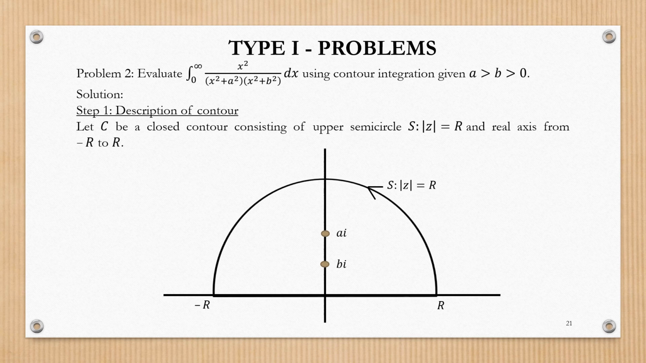Observe that the integrand is of the form p of x by q of x, p of x being x square, q of x being x square plus a square into x square plus b square. That is how the problem becomes a problem of type 1. Because it's a problem of type 1, in step number 1 we describe the contour in exactly the same manner as we have defined in the previous problem. That is, the contour is made of the upper semicircle S and the real axis from minus r to plus r.